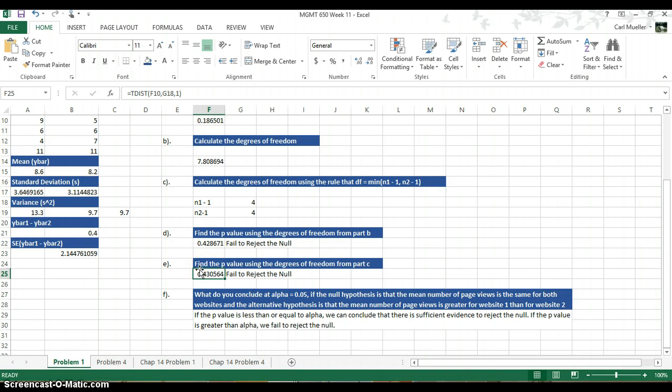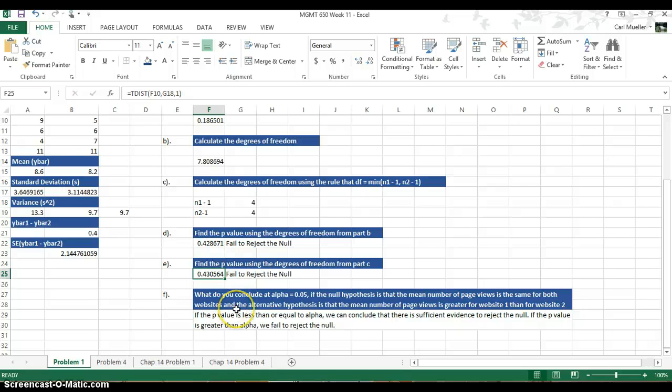And then second, find the value using the degrees of freedom from part C, the minimum rule, n1 minus 1, n2 minus 1. You'll notice that these are almost essentially the same. The only thing that's different is our degrees of freedom, 7.8 in this case and 4 in this case. You'll see how close they are. Rounding to the nearest hundredth, they're basically the same value, although this one is a little smaller.